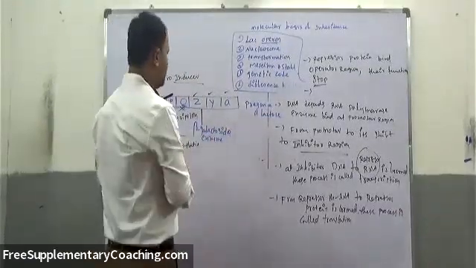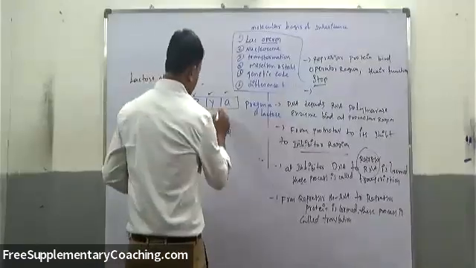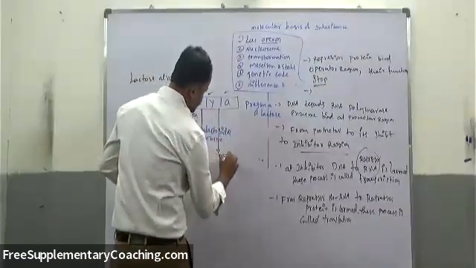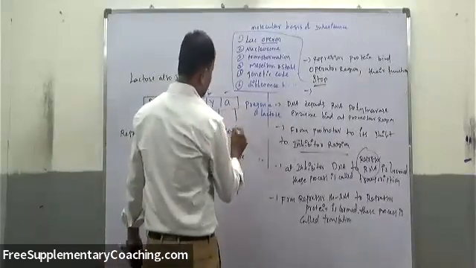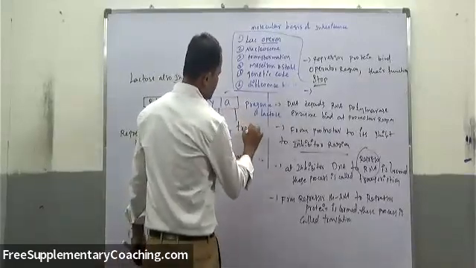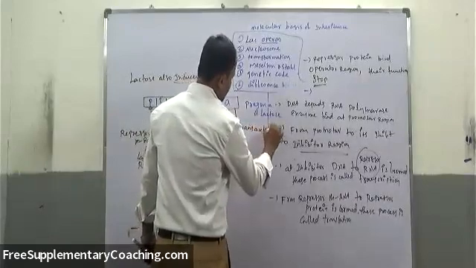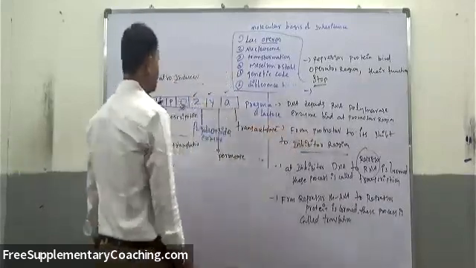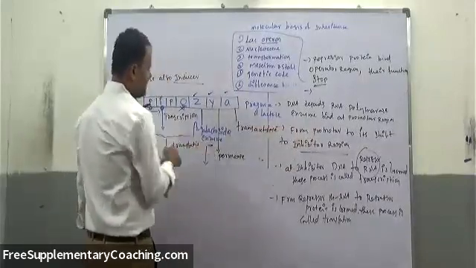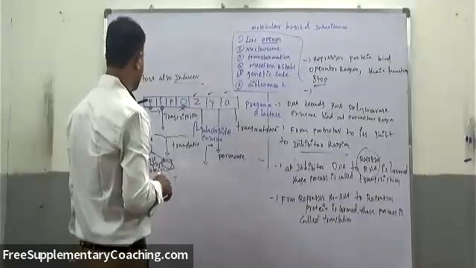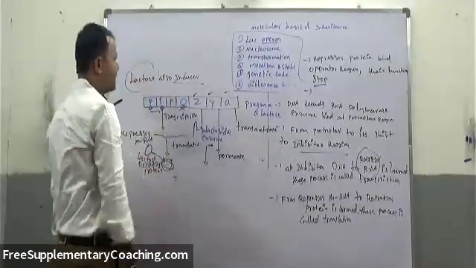Now the Y gene codes for the permease enzyme, and the A gene codes for the transacetylase enzyme. Now what is the function of this beta galactosidase enzyme? It breaks down lactose.